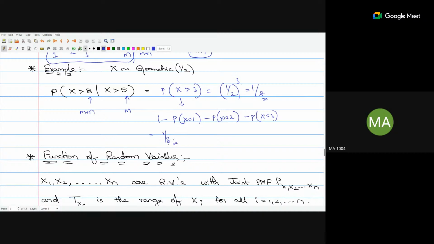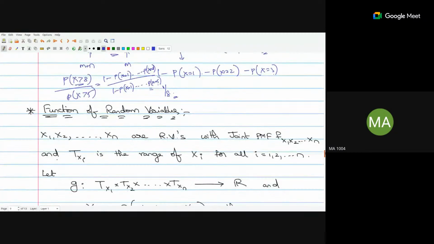So that is how you can do, or else you just use the property of this. You can do it like this: probability that x greater than 8 divided by probability that x greater than 5. Then write that probability as 1 minus probability of start from 1 and subtract till x is equals to 8, divided by 1 minus probability that x is equals to 1, go till x is equals to 5. If you compute the big thing, you will end up getting 1 by 8.